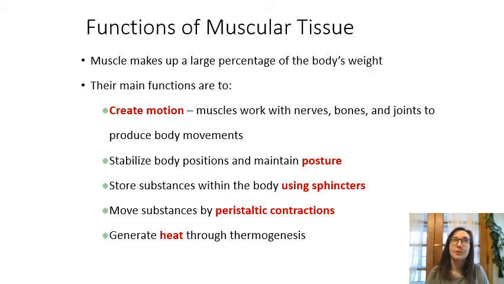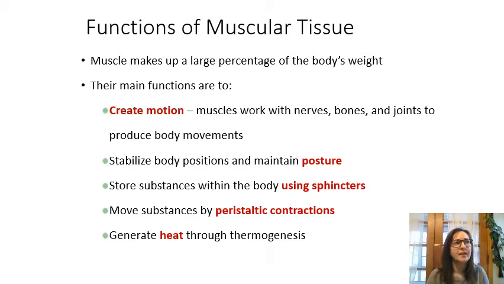We also use muscles to move things around inside our body, like moving blood around inside your body. You've got smooth muscle that lines some of your blood vessels. You also have smooth muscle that lines all of the hollow organs in your digestive system. So we use peristaltic contractions to move stuff around inside that digestive system.